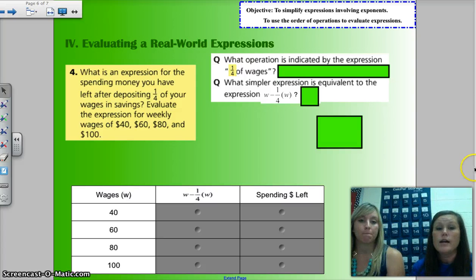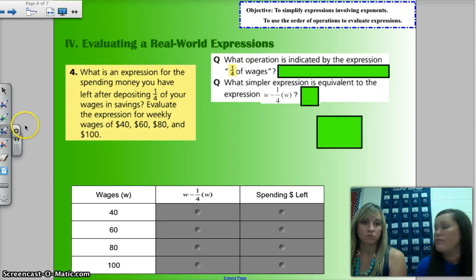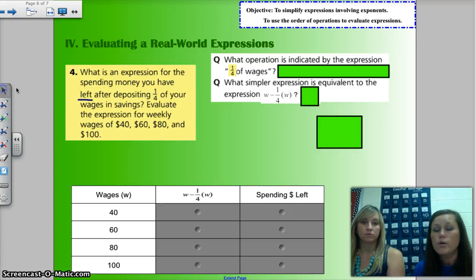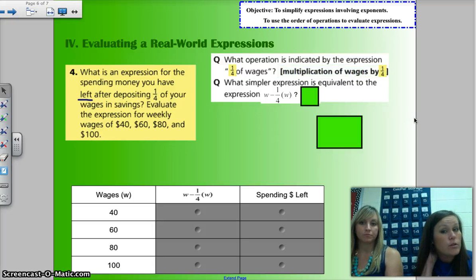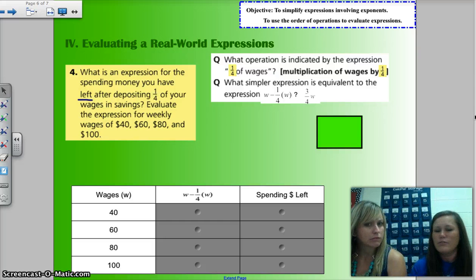So what I know is I'm going to be subtracting 1/4 of my wages from my wages. How do you know you're subtracting? Because it's telling me how much I have left. Okay. So I could go back to that chart from yesterday. Yep, perfect. All right, so subtract 1/4 of wages. So what does 1/4 of wages mean to do? Well, of means multiply. And then I'm going to simplify that expression. It's going to be wages minus 1/4 times wages.